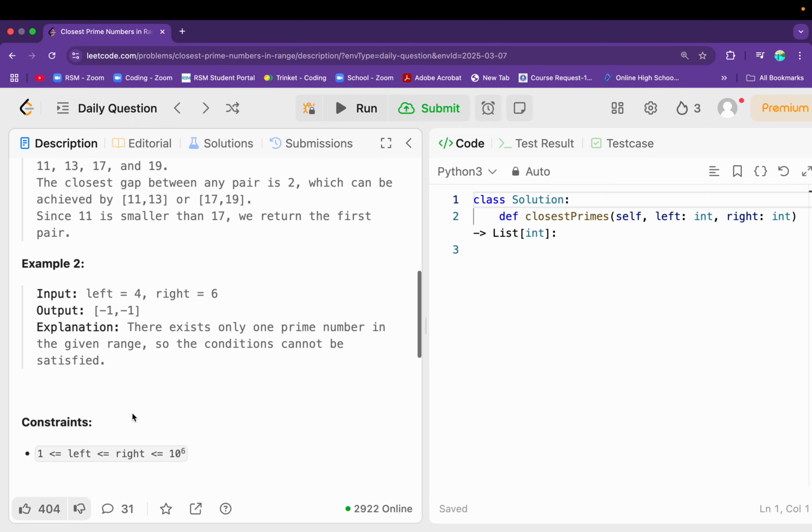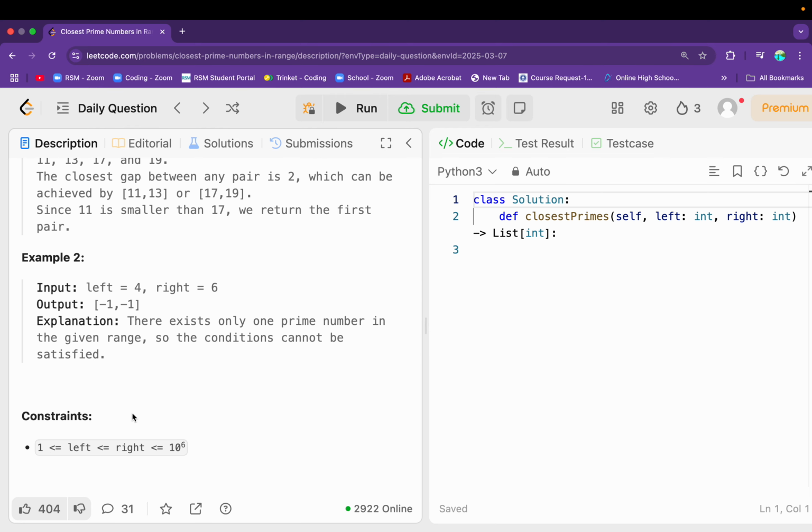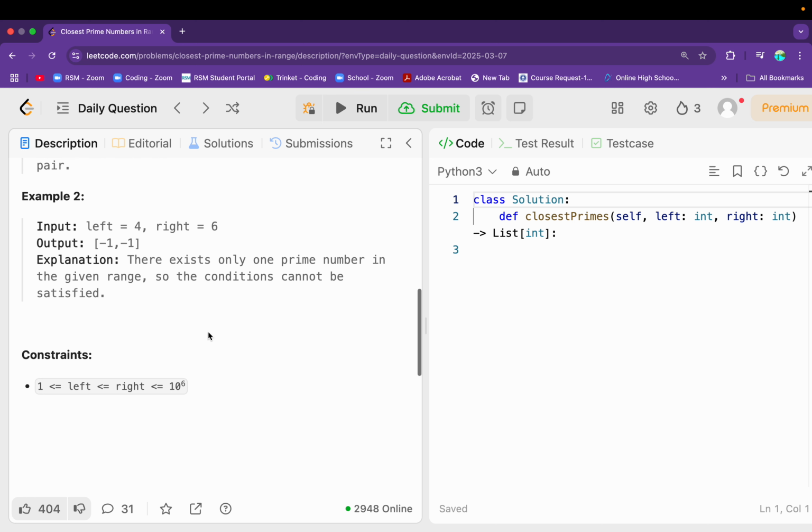In example 2, we have left to be 4 and right to be 6. And in this case, there really only is one prime number in the range from left to right. That would be the middle number, 5. And so we can't actually satisfy the conditions above. 4 is even, 6 is even, 5 is the only possibility. Our num1 and num2 can't be equal, and so there's going to be an output of -1, right? We cannot satisfy the problem's conditions.